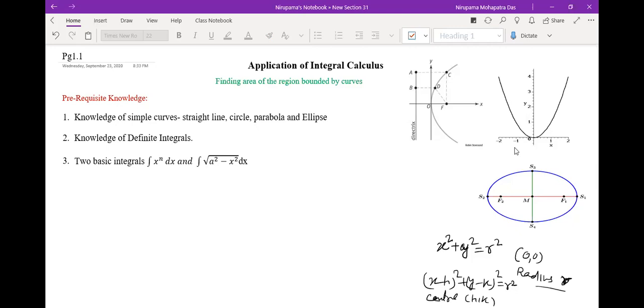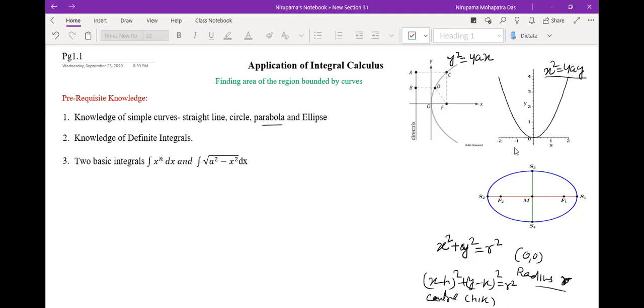Okay, parabola. Here you see, one parabola has its axis along the x-axis. The equation of this parabola is in the form y square equal to 4ax, I mean quadratic in y. And the other type is x square equal to 4ay, the parabola with its axis along the y-axis. Its equation is in the form of x square equal to 4ay.